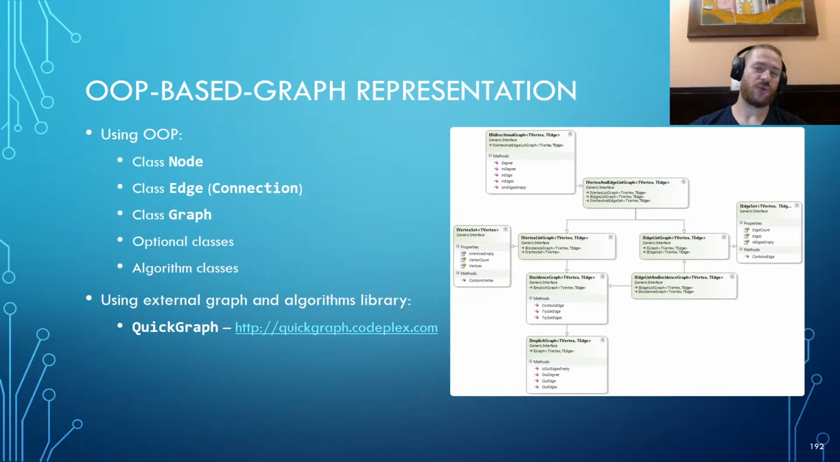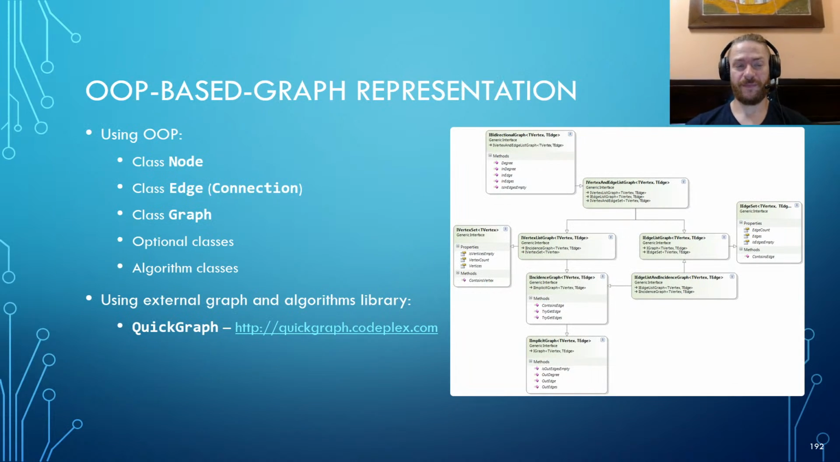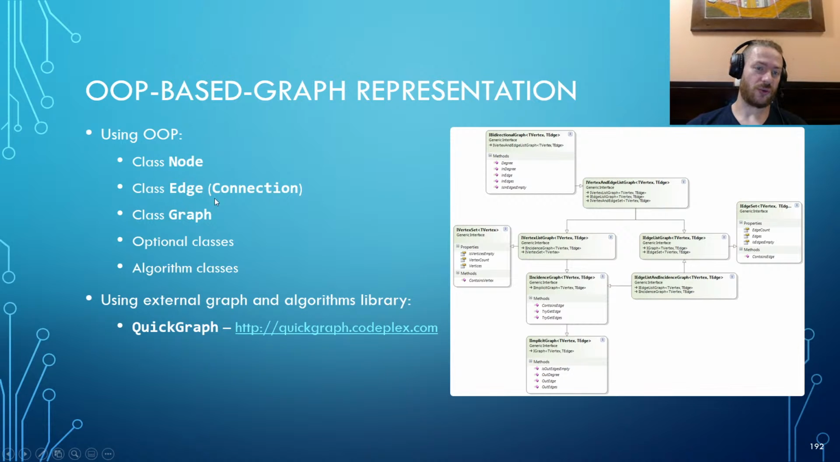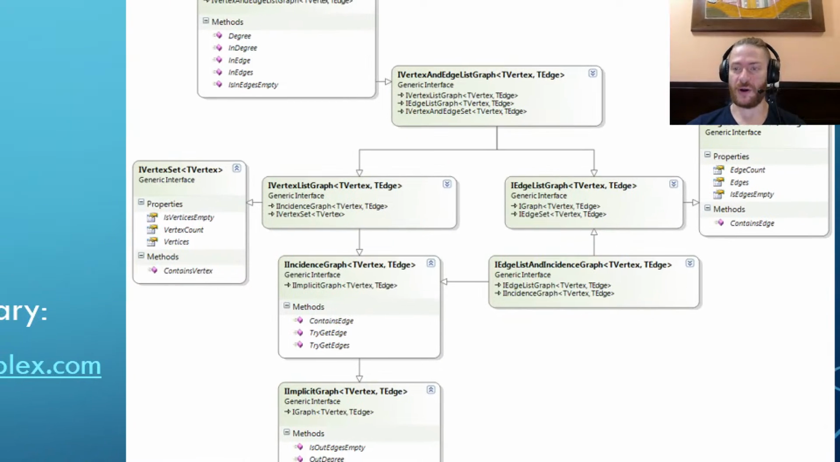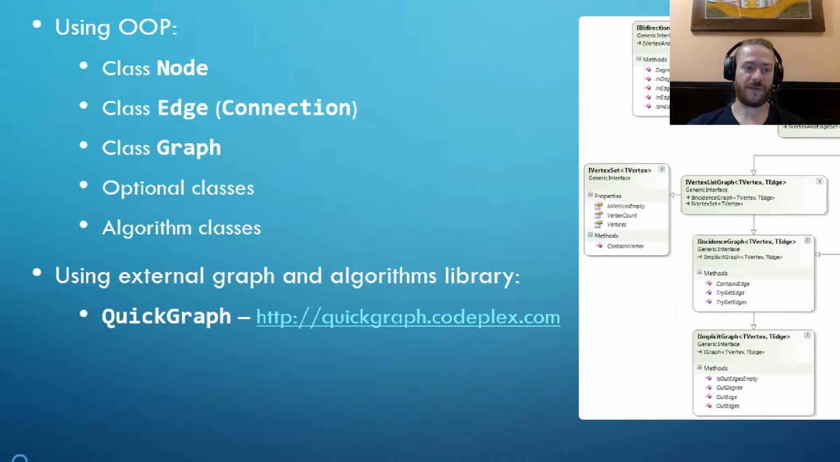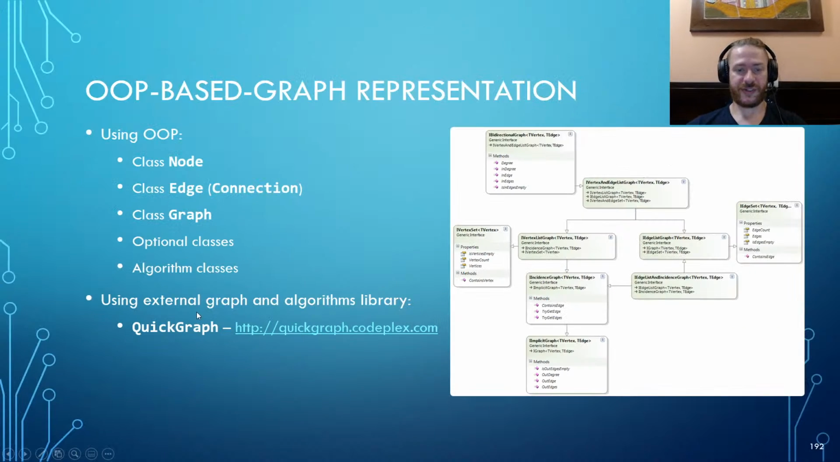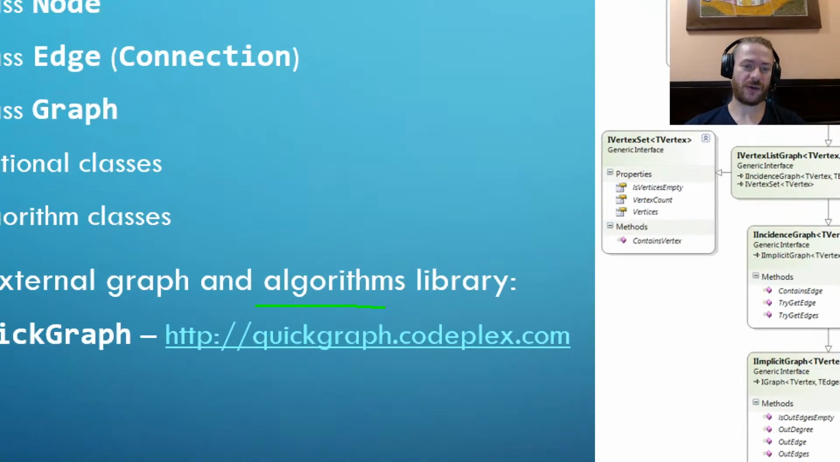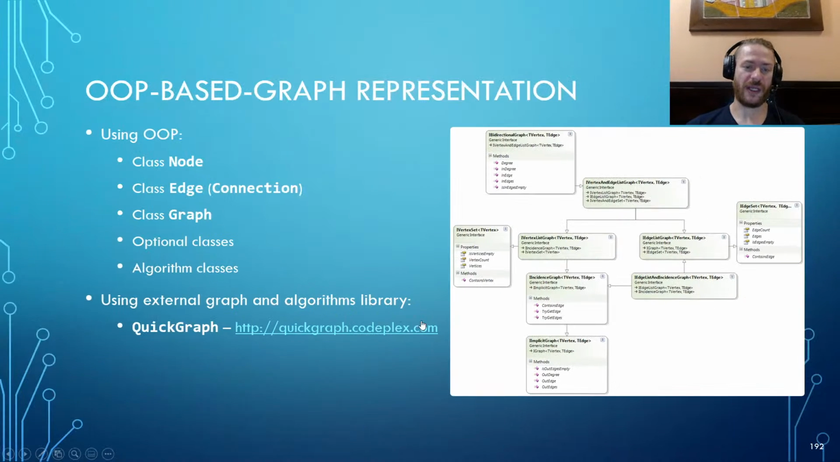There are numerous ways to represent a graph. And you can use an object-oriented approach. You can create a class node, class edge, or class connection, class graph, and other classes. A lot of options you may have. Or you can use an external graph library, for example, QuickGraph, which is an old library, very mature. It has algorithms and a lot of stuff already implemented.